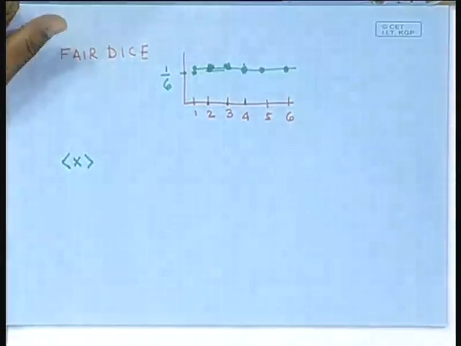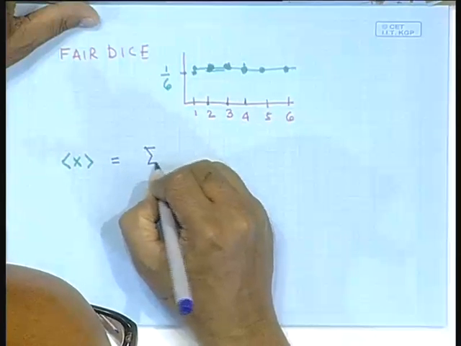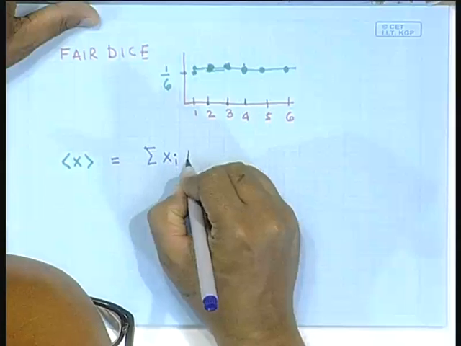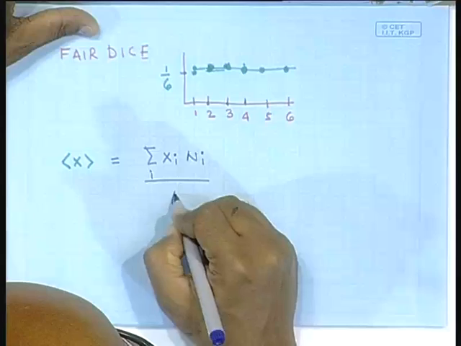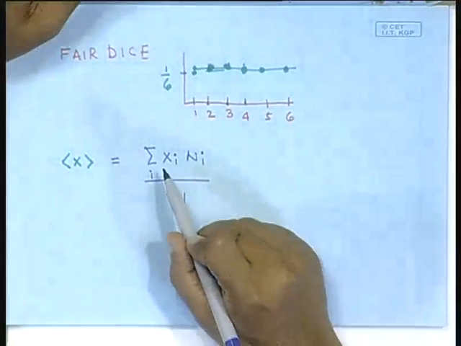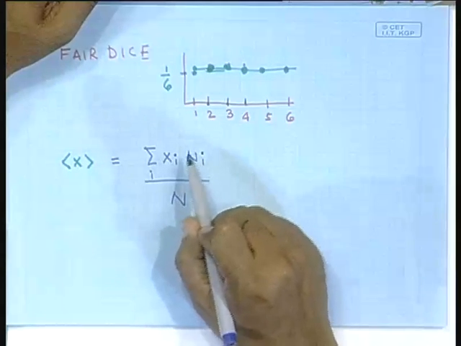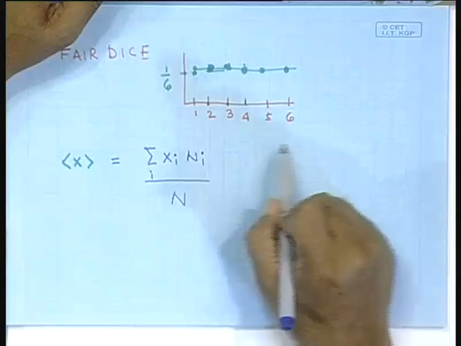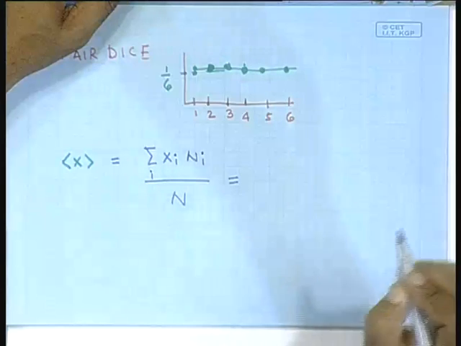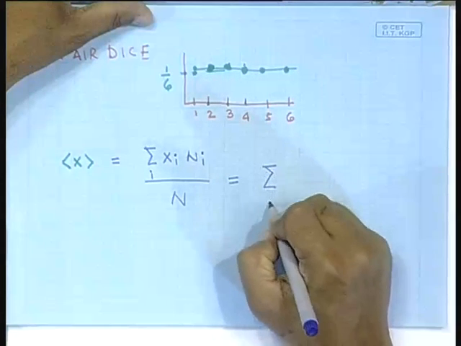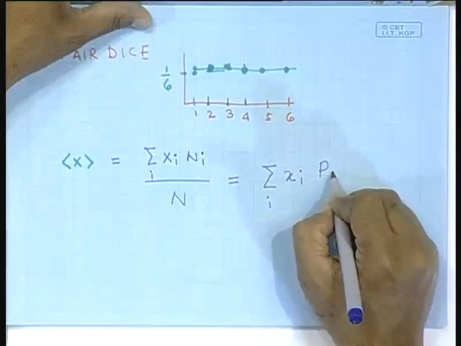And to calculate the mean value, I have to count the number of times I receive a particular x. So, the sum of xi into ni, divided by the total number of times I have thrown the dice. If I get the value 1 3 times, I will have to multiply it by 3, then if I get the value 2 10 times, I have to multiply that by 10 and add up all such possibilities and then divide by the total number of times I have thrown the dice. That is what gives me the mean, which I can also write as the sum over i of xi into the probability of getting that particular value.